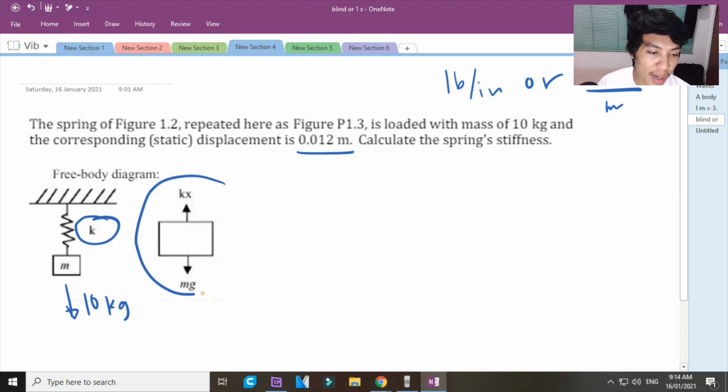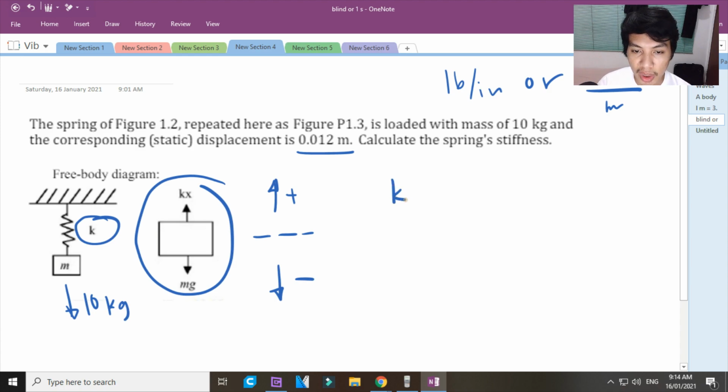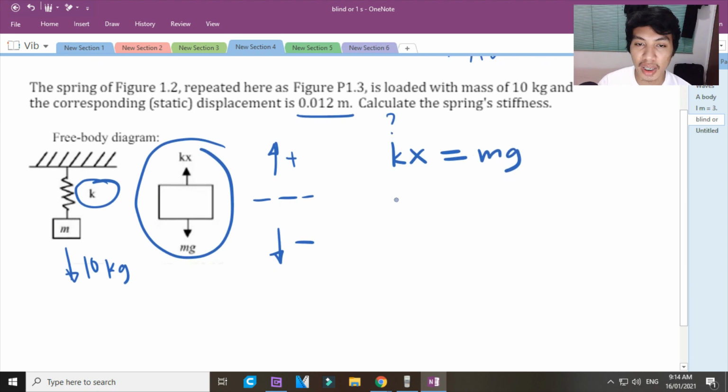Pag free body diagram, so yung positive up will be counteracted nung negative down. So at equilibrium. Now, the spring stiffness, Kx, will be equal to mg. Now, ang hinahanap natin is the stiffness. So, K will be equal to mg over x. So, this is very simple. Paano pag nagdagdag ka pa dito ng dalawang spring? Alamin niyo yung series and parallel spring.